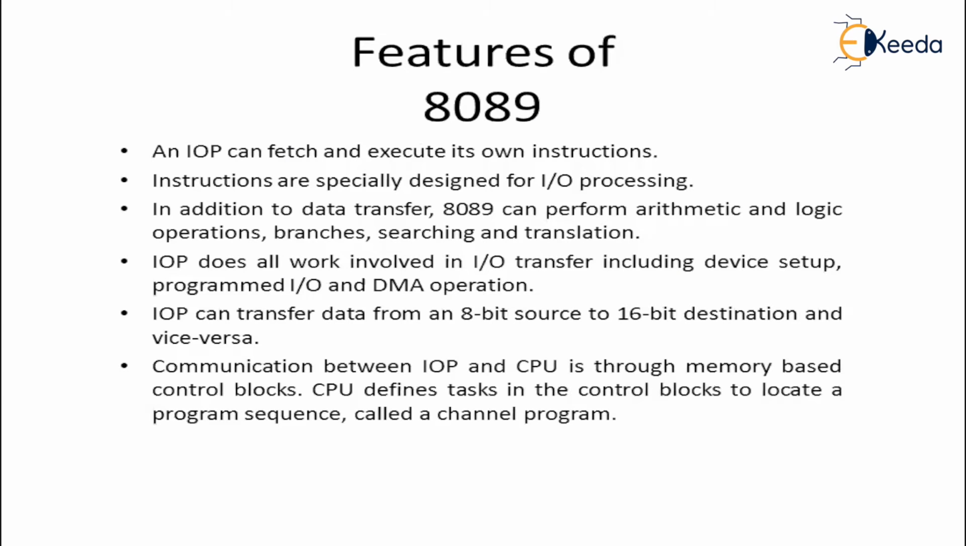Now let us see what the different features are when we are speaking about the 8089 processor. First of all, you should be aware that it is considered to be an 8089 IOP. IOP is an input output processor, which can fetch and execute its own instructions. Similarly, instructions are specially designed here for IO processing. So you have a special sort of instructions which execute for IO processing.